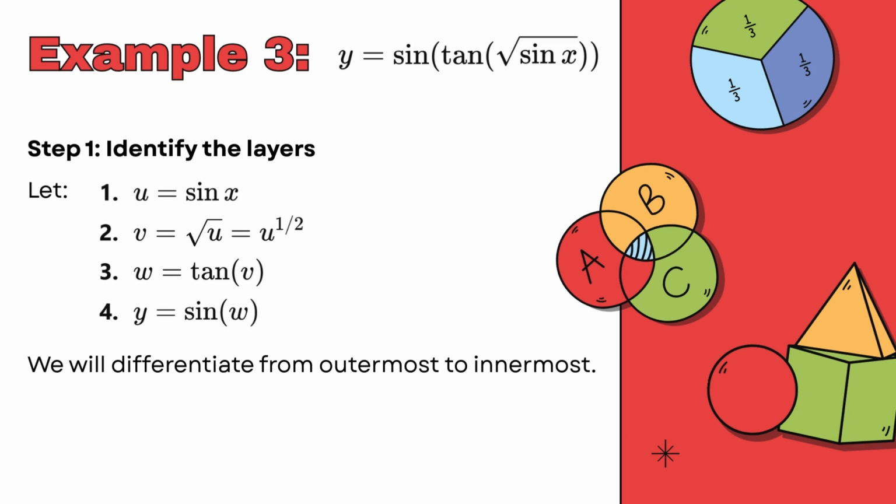For our final example, we have sine of tangent of the square root of sine x. This expression contains several nested functions, so we must apply the chain rule repeatedly. Let u equal sine of x. Next, let v equal the square root of u, which can also be written as u to the 1/2 power. Then let w equal tangent of v, and finally, let y equal sine of w.